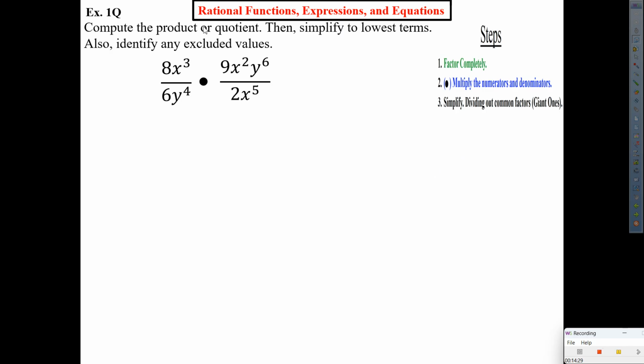It reads, compute the product or quotient, then simplify to lowest terms. Also identify excluded values. I want you to write the instructions, please, at least for this one, so you can have the whole thing. And it reads, 8x cubed over 6y to the 4th times 9x squared y to the 6th over 2x to the 5th.